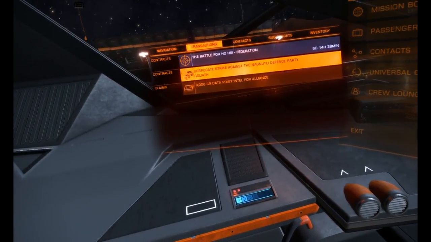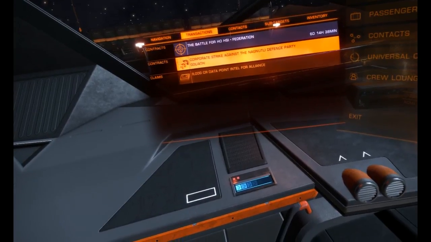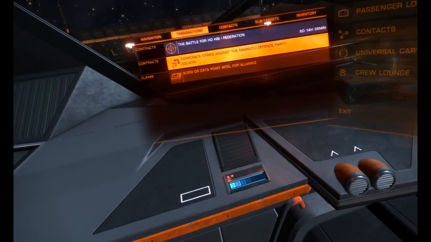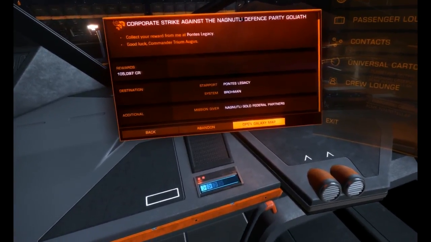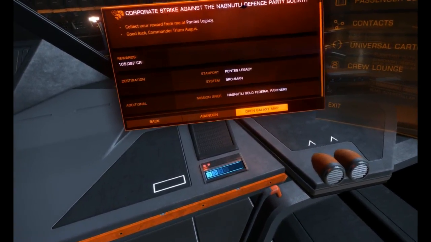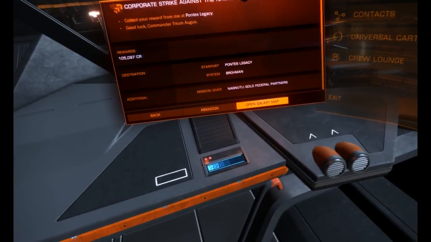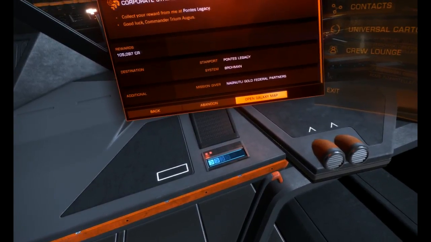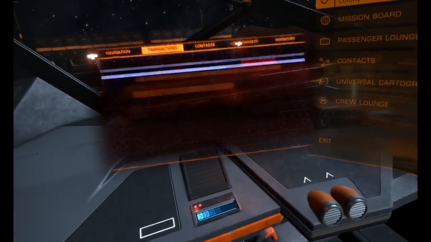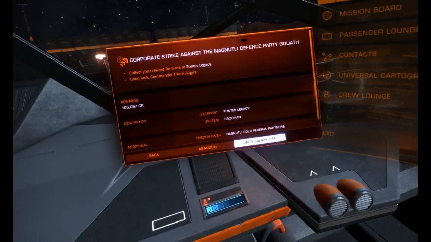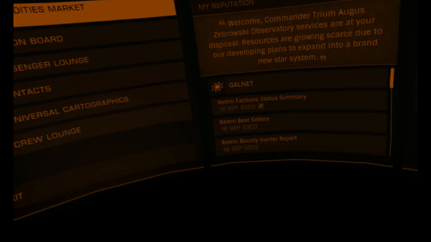So that leaves us with, well, we have to go finish the collection activity at the Nagnatli base, which is in the Pontis Legacy Starport in Broman. So we're just going to plot a course there now.